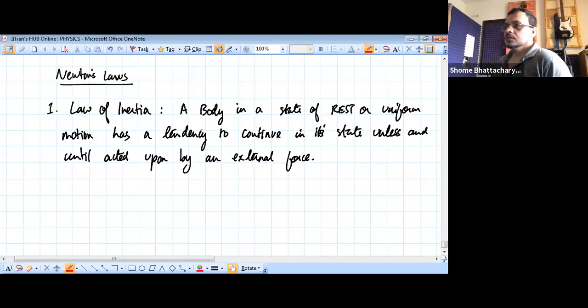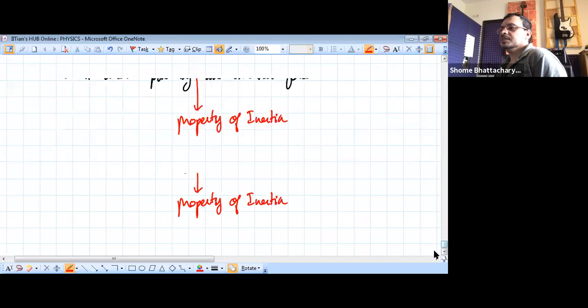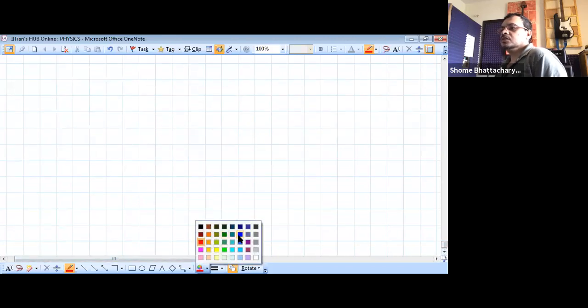So this tendency to want to continue, this is not the exact statement in the language of Newton, because that is a little bit more cryptic, since that's way back in history. The usage of language and grammar was different. But this is what it means. So this tendency to continue is called the property of inertia of a body.